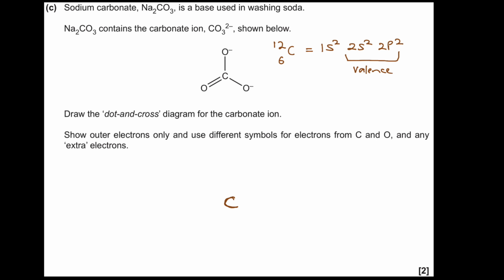For oxygen, that's 16,8, and that is 1s2, 2s2, 2p4. Again, this is the valence shell. That's the outer shell. The electrons in the outer shell of oxygen is 6. So we're going to start with one carbon, a dot for carbon, and a cross for oxygen. So that's O there. And another dot for carbon and a cross for oxygen.